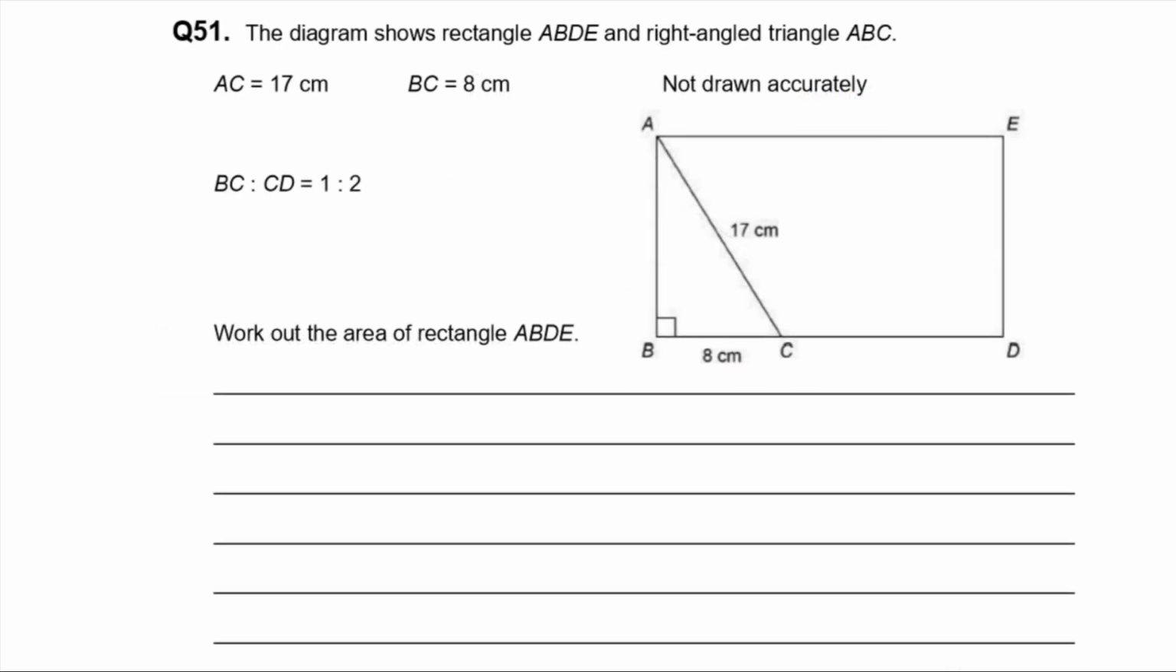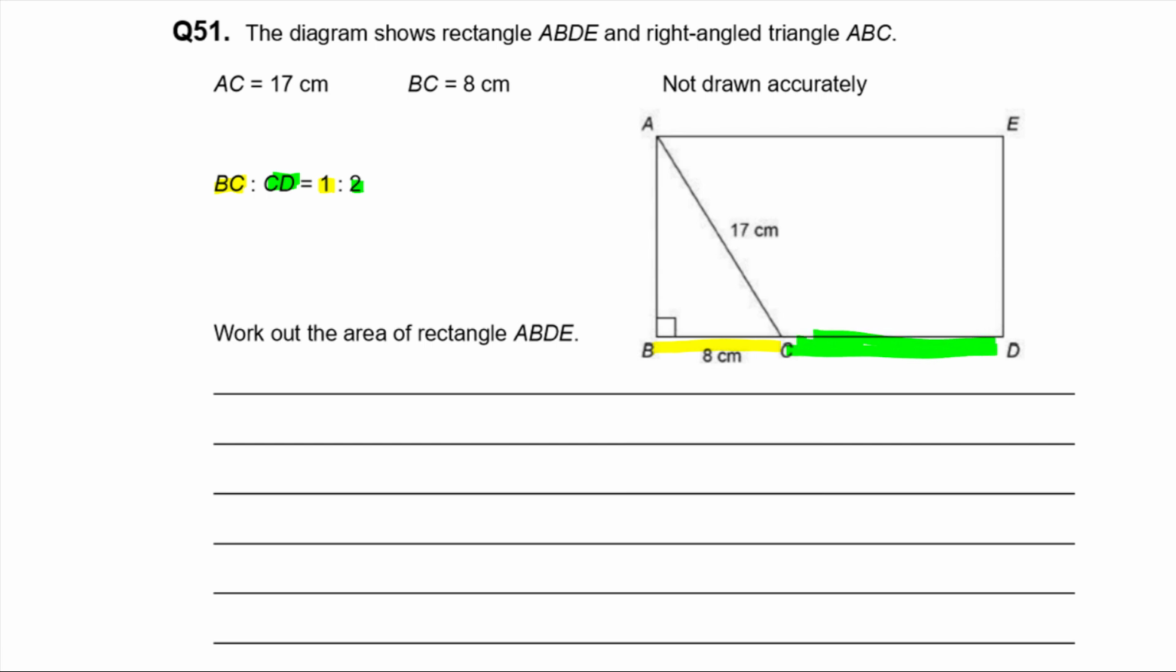Question 51, the diagram shows rectangle ABDE and right angle triangle ABC. AC is 17, AB is 8, BC to CD is in the ratio of 1 to 2. Work out the area of rectangle ABDE. Right, so we've been given this ratio here of BC to CD, which is in the ratio of 1 to 2. Now, where is BC? BC is that distance, and CD is that distance.